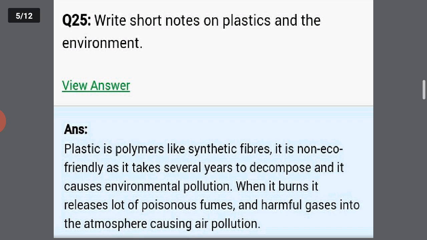Now write short notes on plastics and the environment. Plastic is a polymer like synthetic fiber. It is non-eco-friendly as it takes several years to decompose and it causes environmental pollution. When it burns, it releases lots of poisonous fumes and harmful gases into the atmosphere, causing air pollution. So plastic and environment are closely related to each other. If you burn plastic, it will affect the environment. Okay.